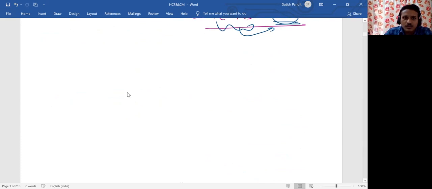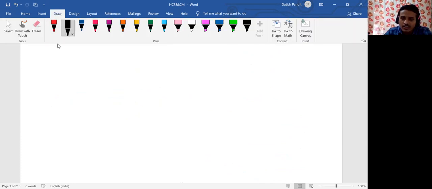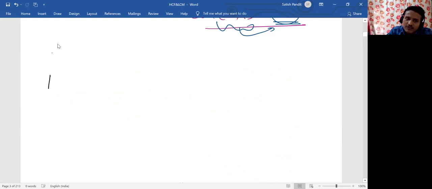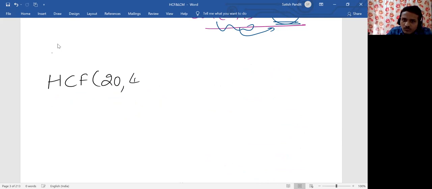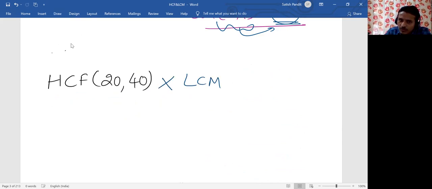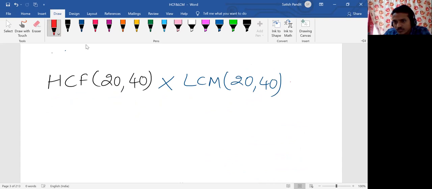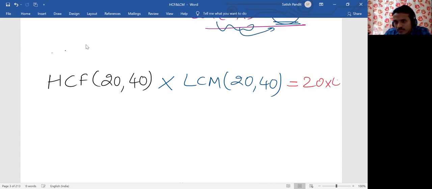Now there is another rule, or another formula you can say. Here we found out the HCF of 20 and 40, yes or no? And we found out the LCM of 20 and 40. So HCF of two numbers into LCM of two numbers is nothing but the product of the two numbers, that is 20 and 40.